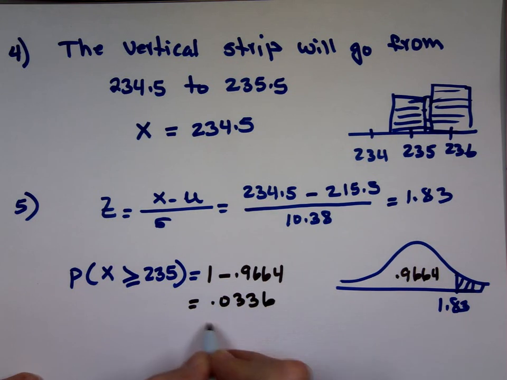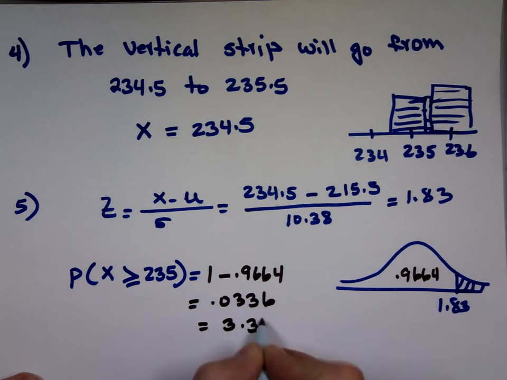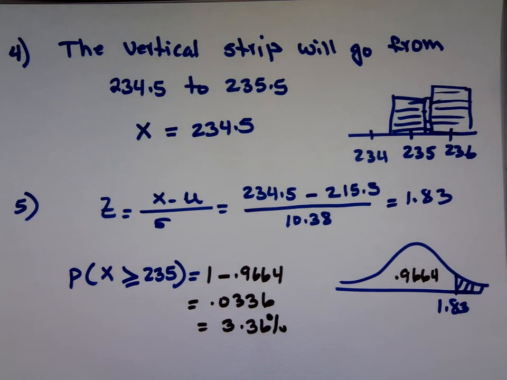That says there's a 3.36% chance that the team that wins the toss at the beginning of overtime will win at least 235 games, if we count out of 431. It's not a high probability. So we don't have to calculate all these numbers. And that's the final piece of the normal approximation to binomial.